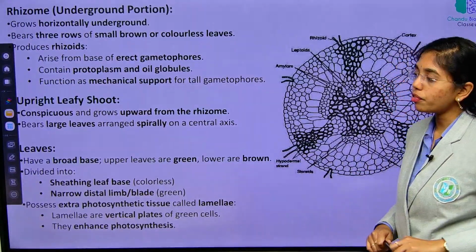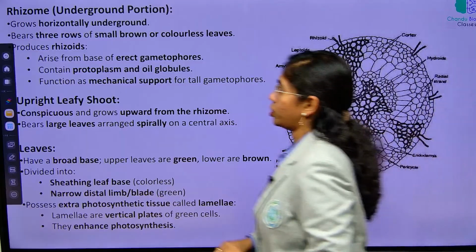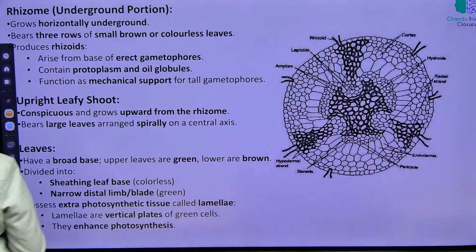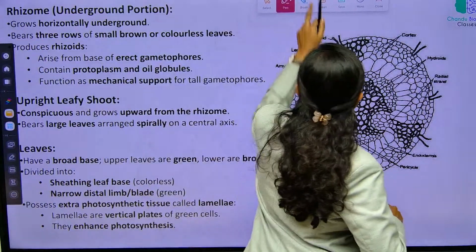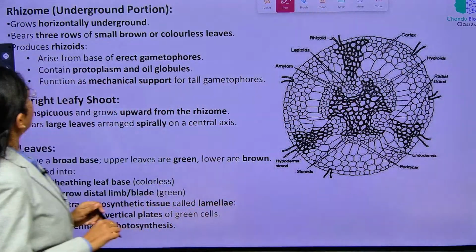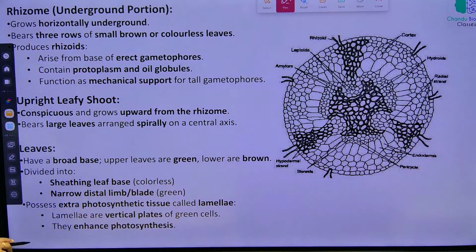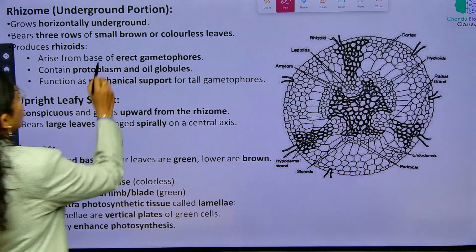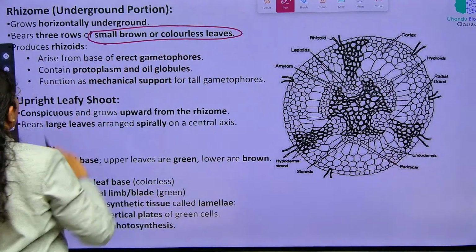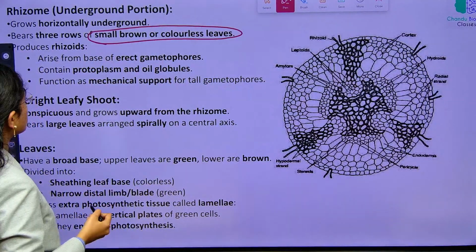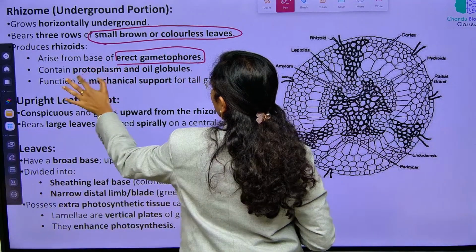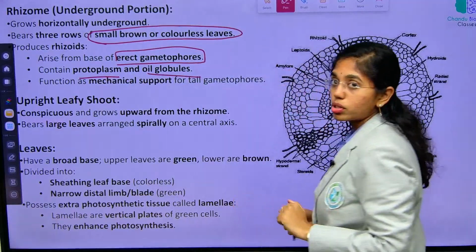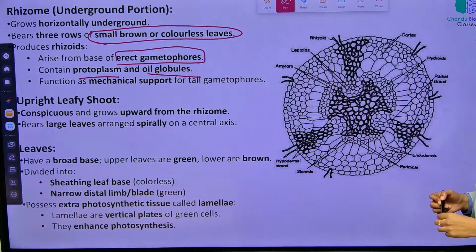And in the rhizome, if you see the TS of the rhizome structures, previously you have observed rhizoids, but here the rhizome structure will produce rhizoids. Okay. Look into it. This grows horizontally and it has 3 rows. Small brown colorless leaves are present which will produce rhizoids. They arise at the base of erect gametophores and contain protoplasm and oil globules. This will function as mechanical support to tall gametophores.